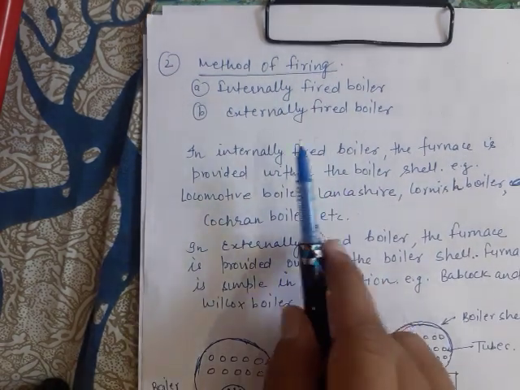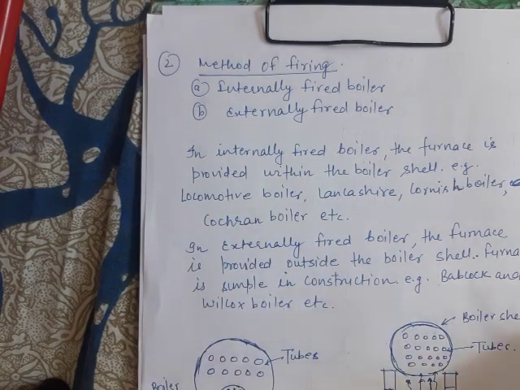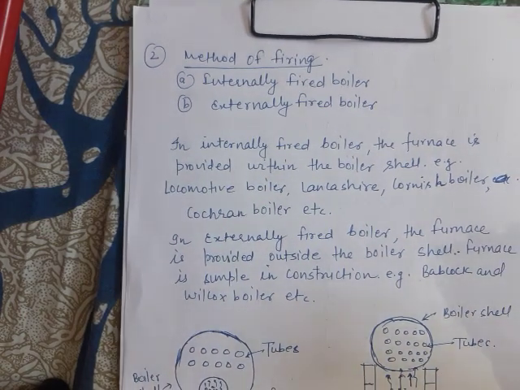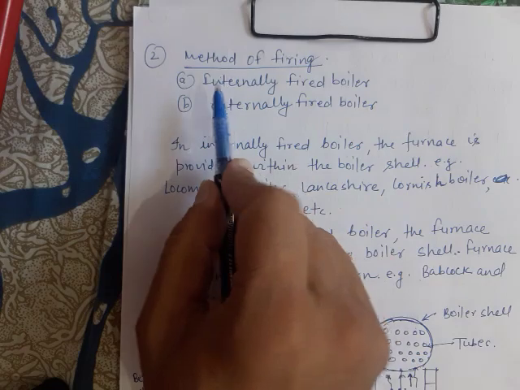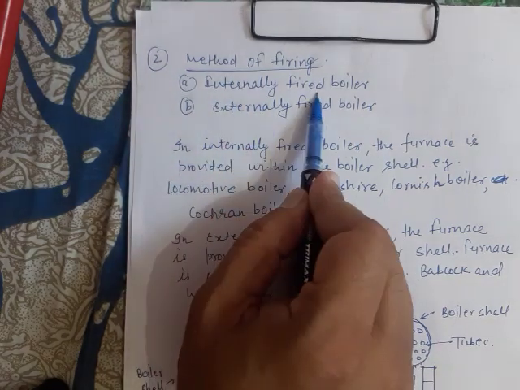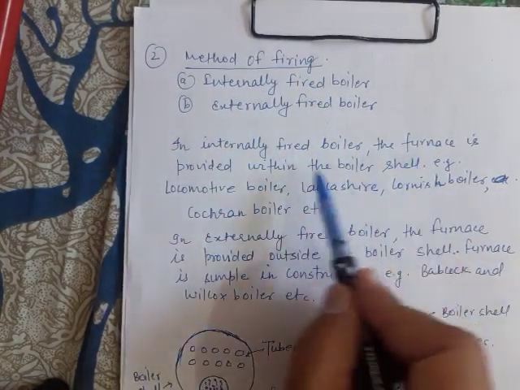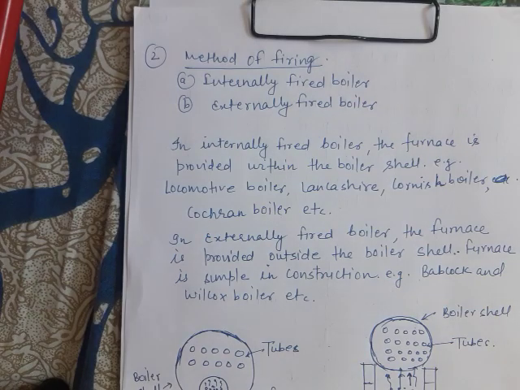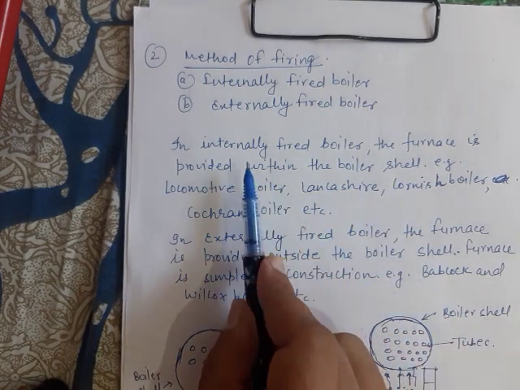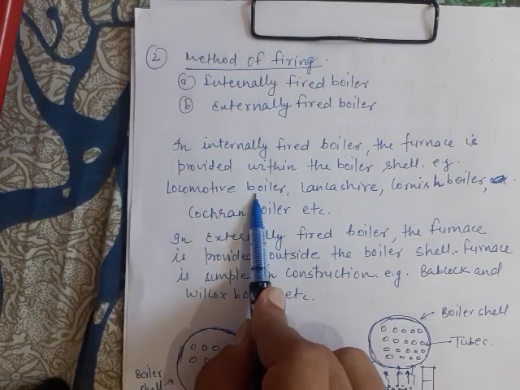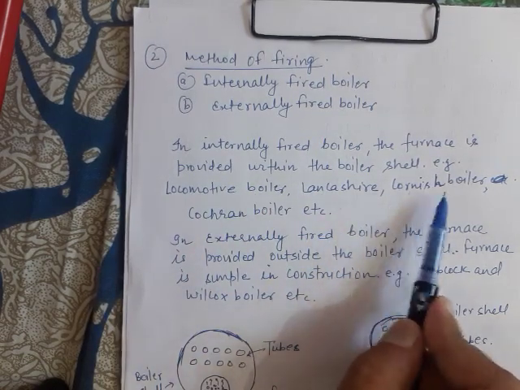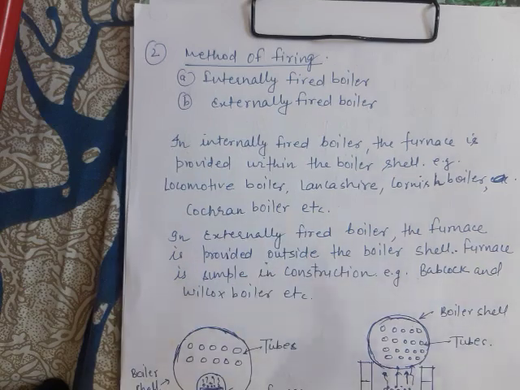Please note, in an internally fired boiler, the furnace is provided within the boiler shell itself. The word is internally fired, which means that the furnace is provided within the boiler shell itself. The examples of internally fired boilers are the locomotive boiler, Lancashire boiler, Cornish boiler and Cochran boiler, etc.